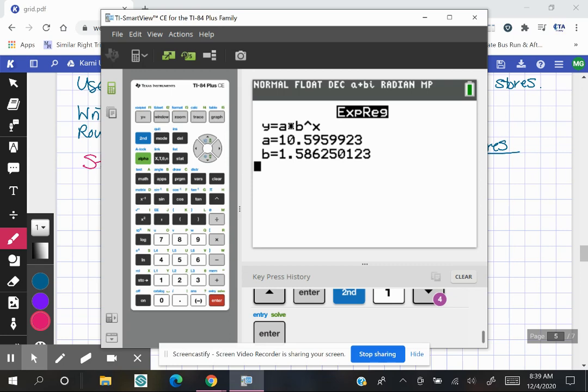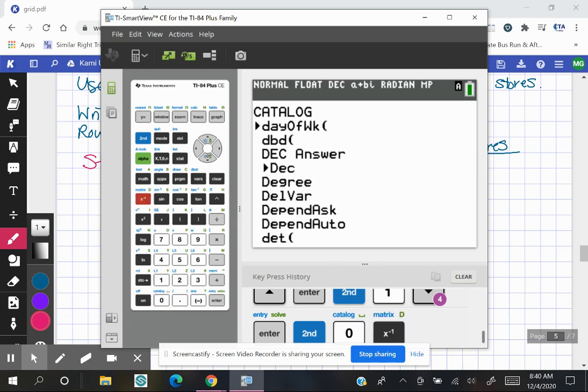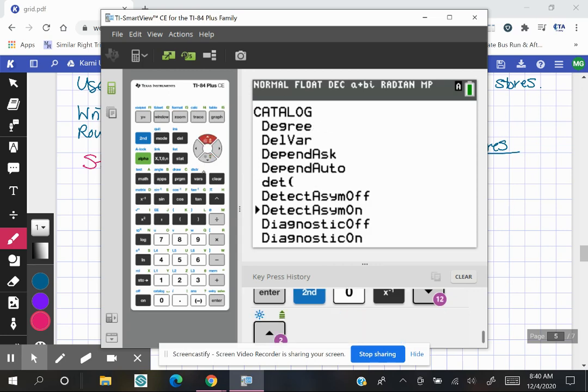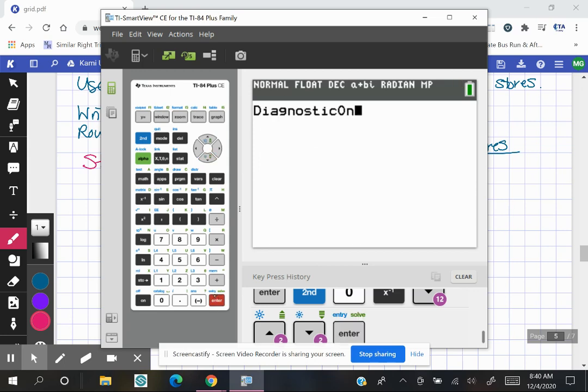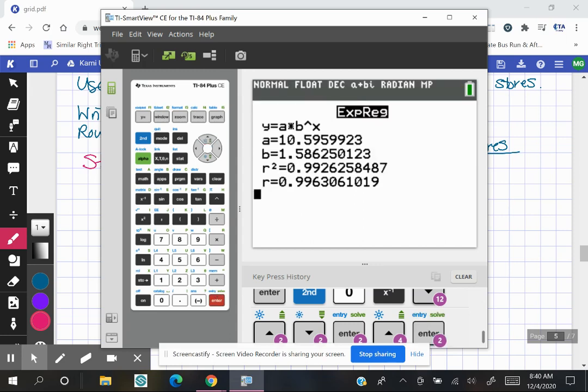Remember, when you are in regression, if you want the correlation coefficient, you need to make sure you turn the diagnostic on. So let's just review how to do that. So second 0, and then go down to the D's and scroll down to diagnostic on. Oh, I was there. And then hit enter, enter again. So then this time when I do it, notice now I see your R squared and your R. So your R is your correlation coefficient. If they are asking for that, that's something you'll want to have.